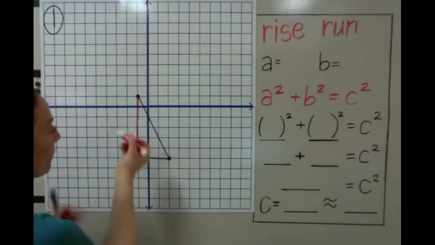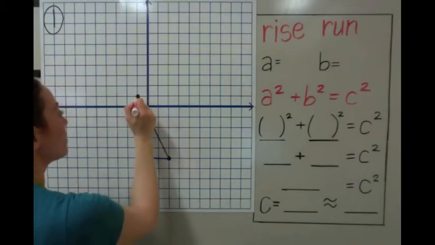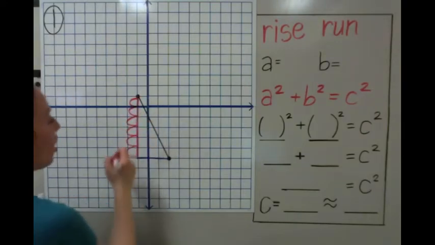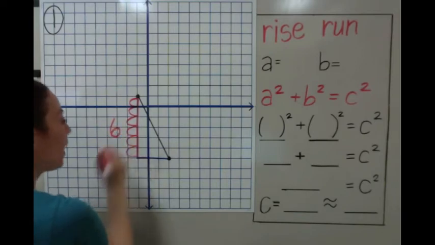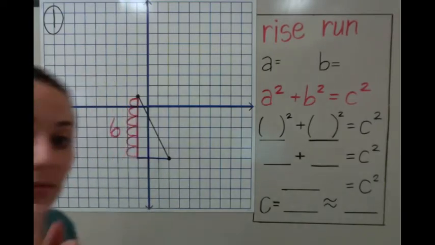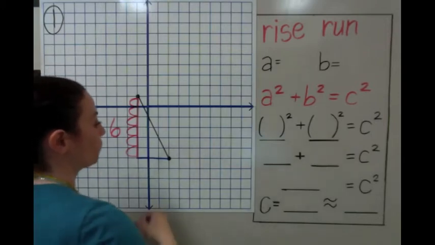Make sure you count them properly. You can use your jumps. So let's go ahead and see how many units. 1, 2, 3, 4, 5, 6. Okay, and don't write -6 because this is distance, and distance is always positive. It's always what? Good. All right.